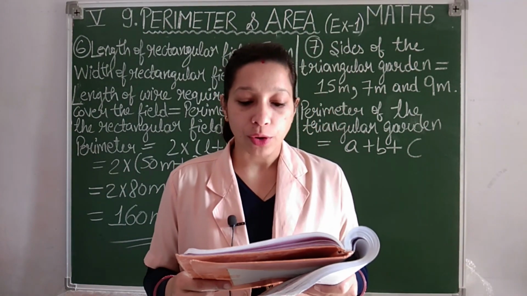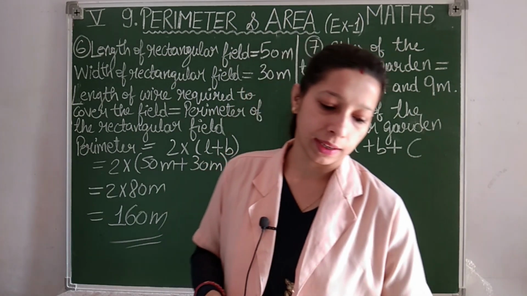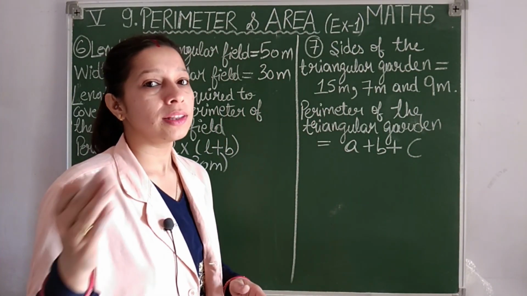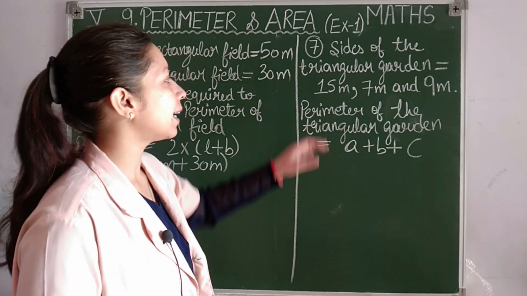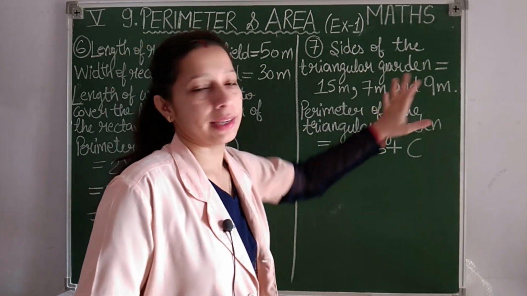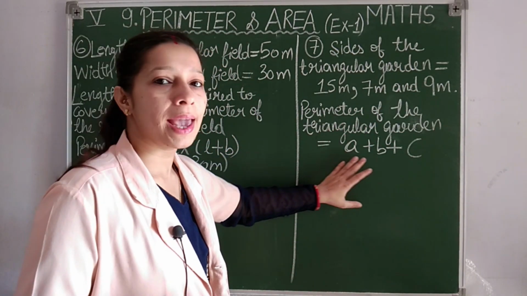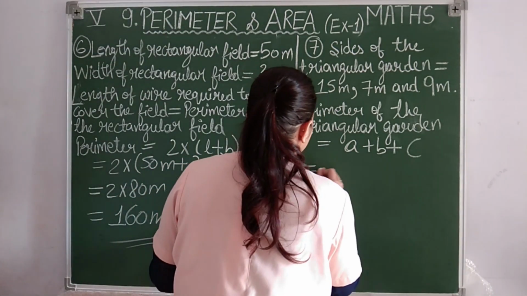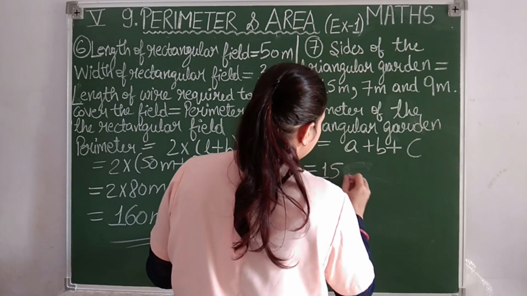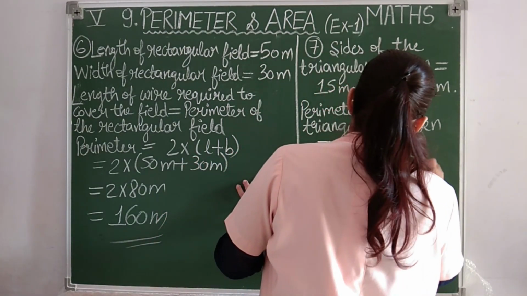Find the perimeter of triangular garden of sides 15 meter, 7 meter and 9 meter. Okay. So perimeter of triangle is equals to all the sum of the three sides A plus B plus C. Let us see, students. Sides of the triangular garden I have written 15 meter, 7 meter and 9 meter. Clear? Then perimeter of the triangular garden is equals to A plus B plus C. Let us add all the three sides. So 15 meters plus 7 meters plus 9 meters.